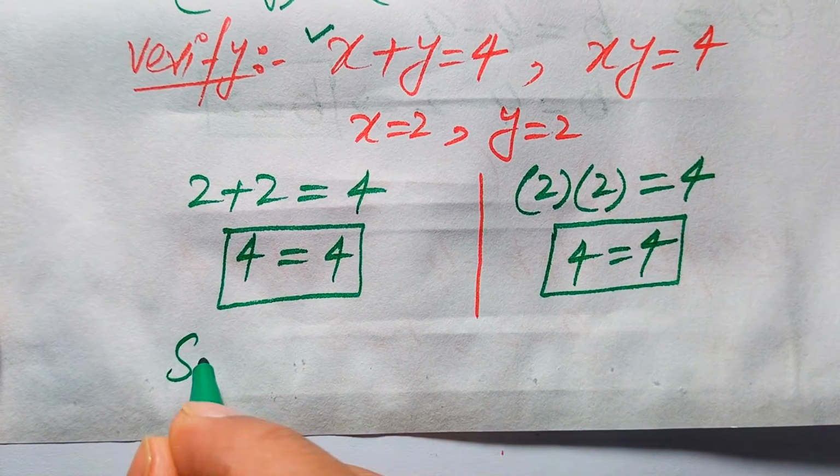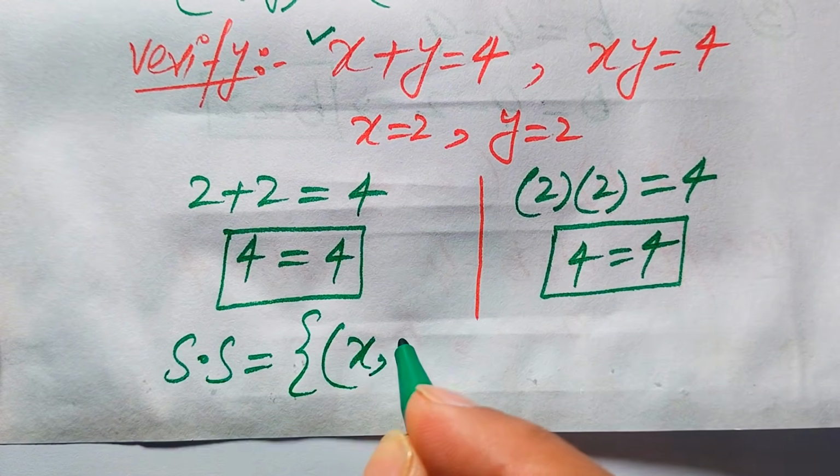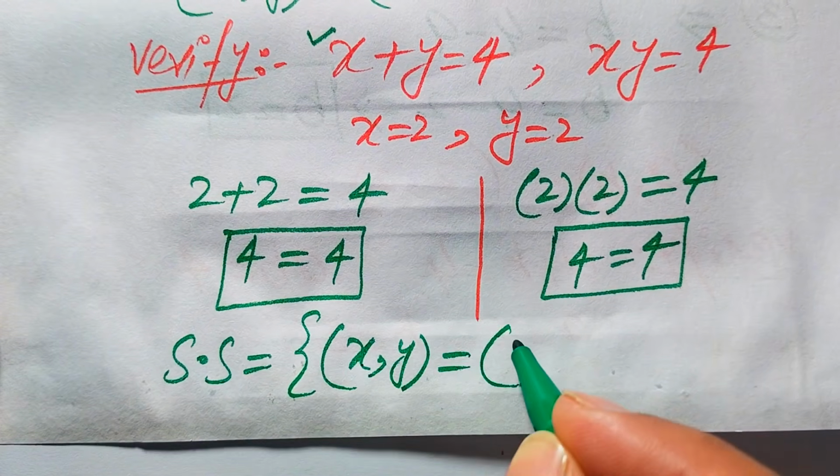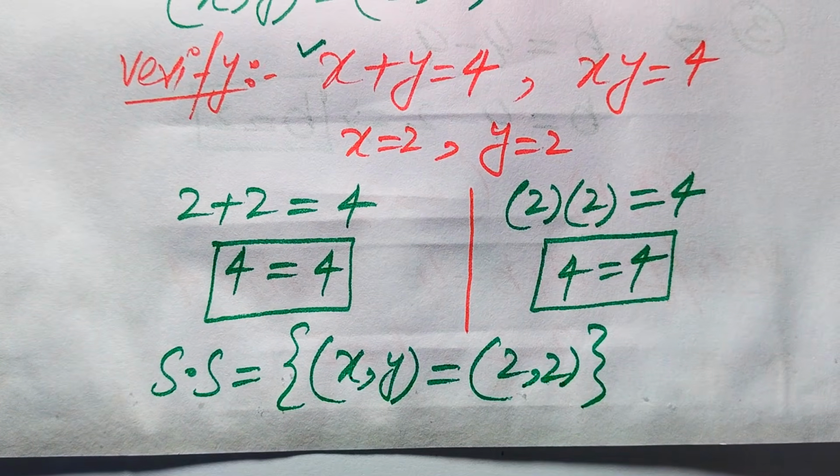So finally we have the solution set of this problem: x, y is equal to 2 and 2. This is the only one solution of the given equation which we get here in this method.